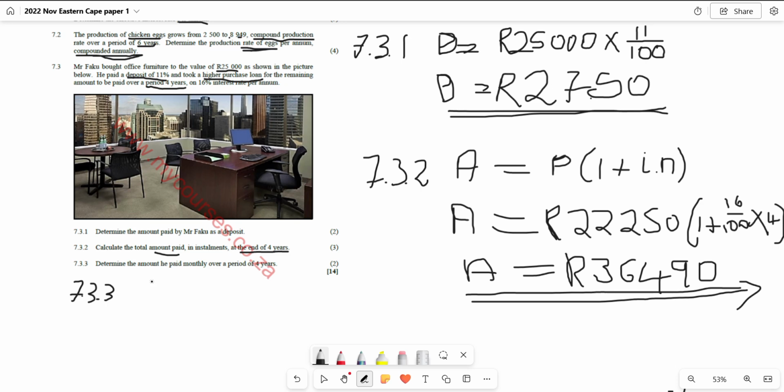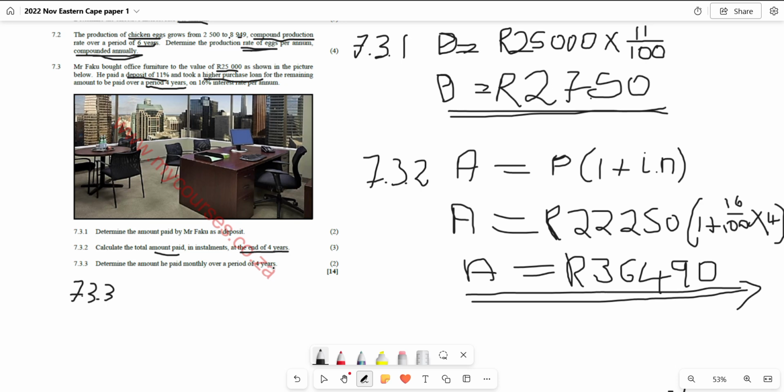Then 7.3.3 says determine the amount he paid monthly over a period of 4 years. We want to know on a monthly basis how much Mr. Faku is expected to pay. The first thing that we need to understand is how many months are there in 4 years. We know in a year we have 12 months. Then let us see how many months we have in 4 years. We have 48 months.